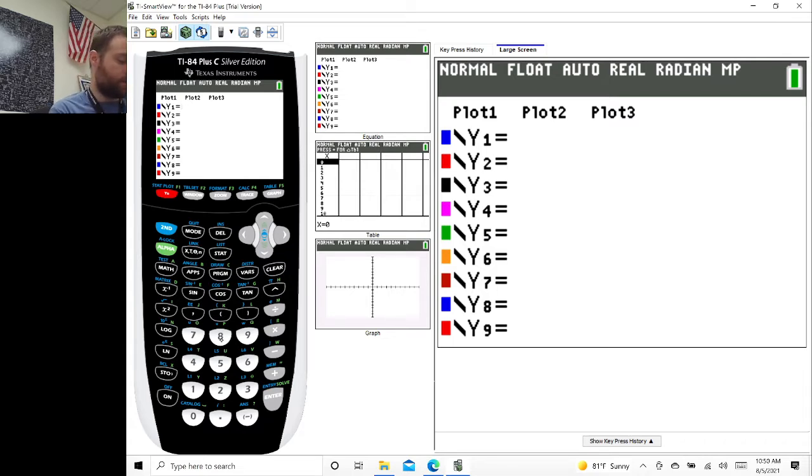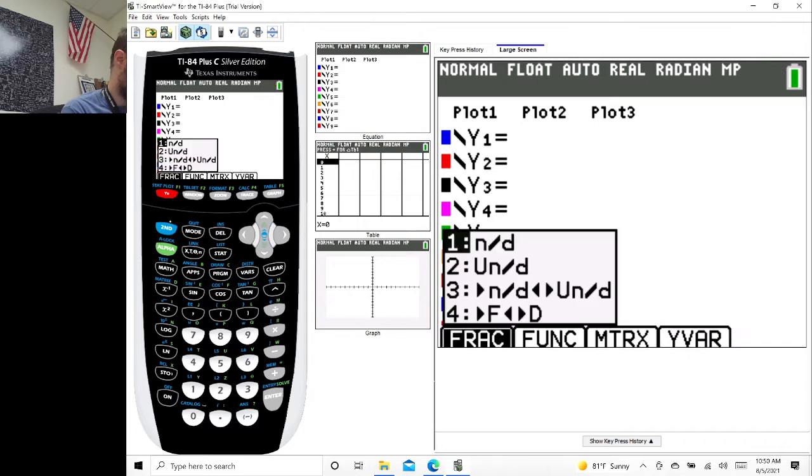So I'm going to graph, let's see, alpha, no, second, nope. Yeah, okay.